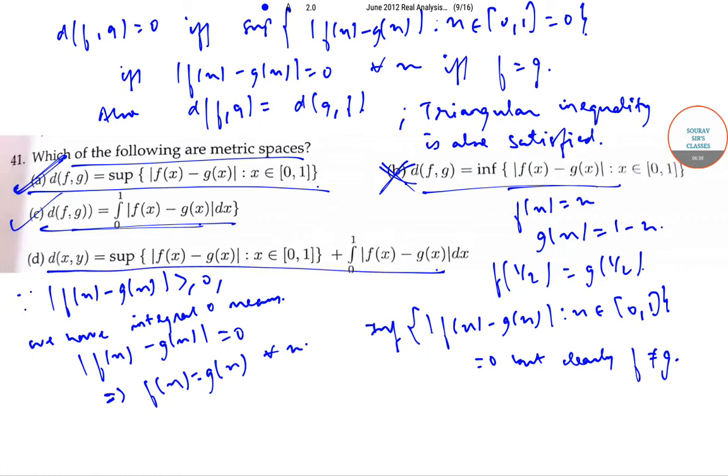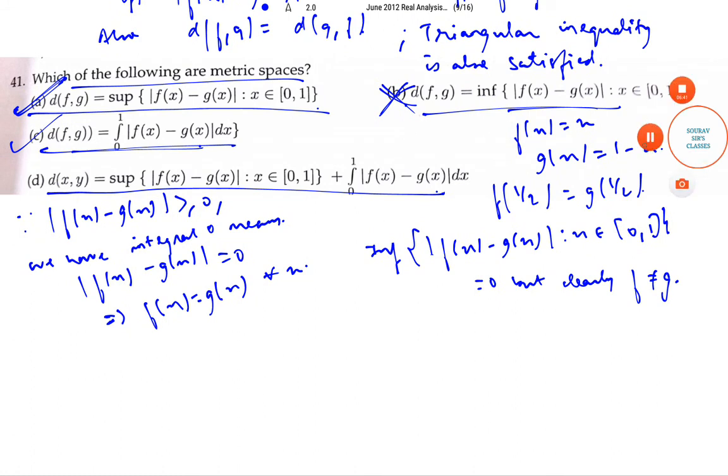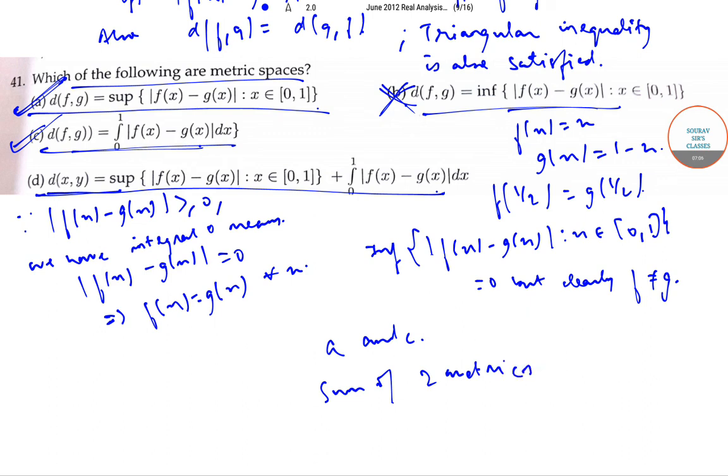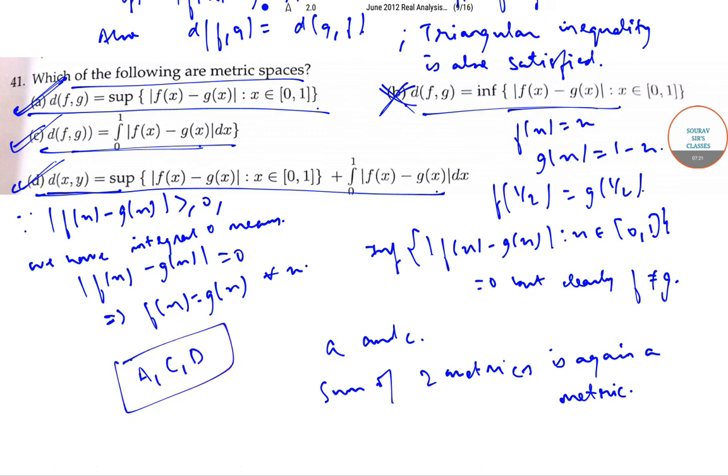Now for option D, option D is the sum of metrics, or rather sum of metric. I'm extremely sorry for using the word matrices. This is the sum of metric given in option A and C, and sum of two metrics is again a metric. Thus option D is also correct. So A, C and D are the correct options.